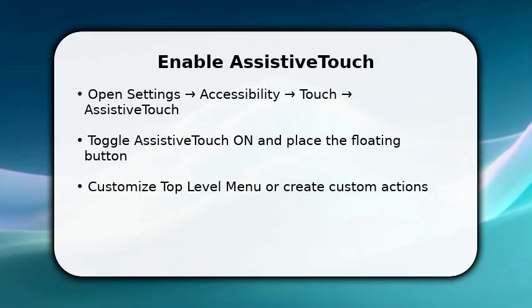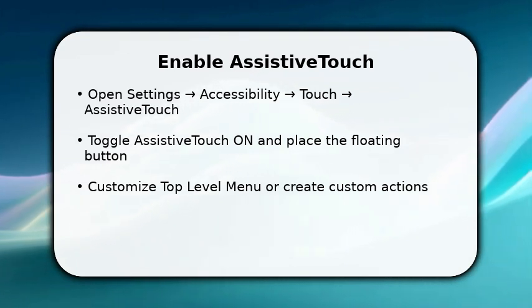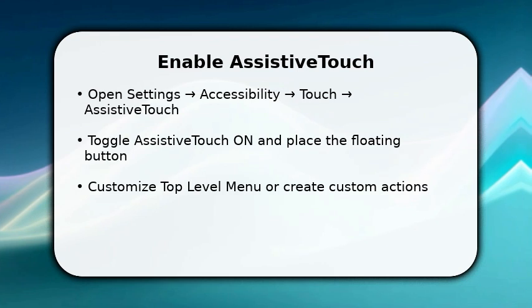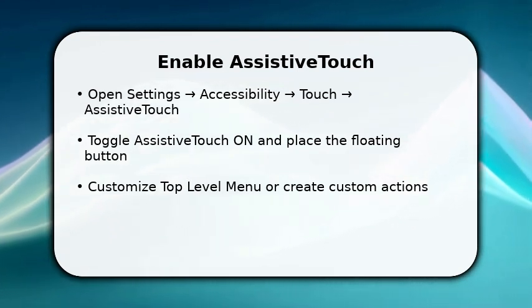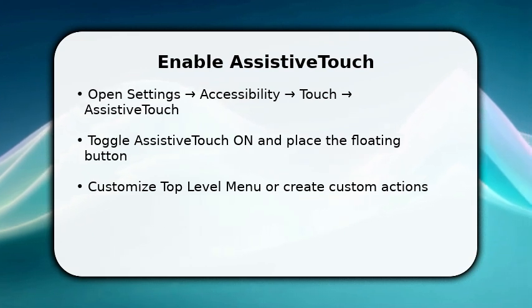You're starting with a software workaround that avoids hardware repair. First, open Settings, go to Accessibility, then Touch, and tap Assistive Touch. Turn Assistive Touch on so the floating button appears. This gives you immediate on-screen controls.